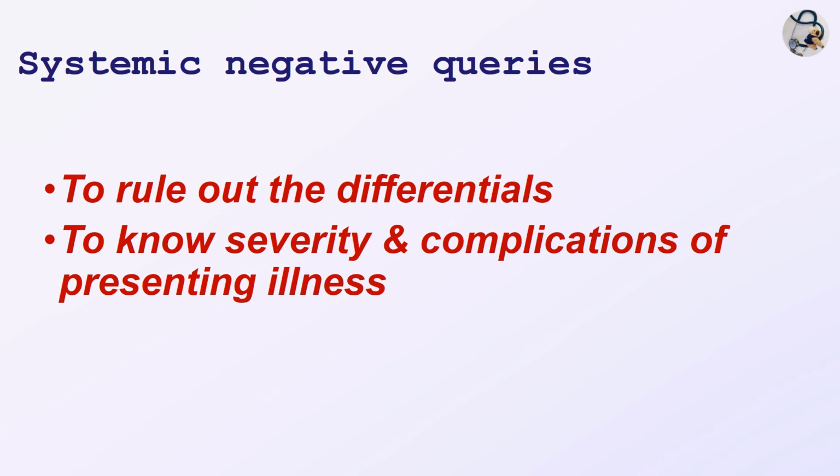So when you're asking the negative queries, you're trying to rule out the differentials which are very similar to these complaints, so that you can come to a best diagnosis, and also to know the severity and complications of that presenting illness. You are going to ask a few questions. Suppose this is a case of diarrhea, then you can say there is no decreased urine output. So that will be indicating severity of the dehydration of diarrhea, or that can be a complication also. So this is just an example.